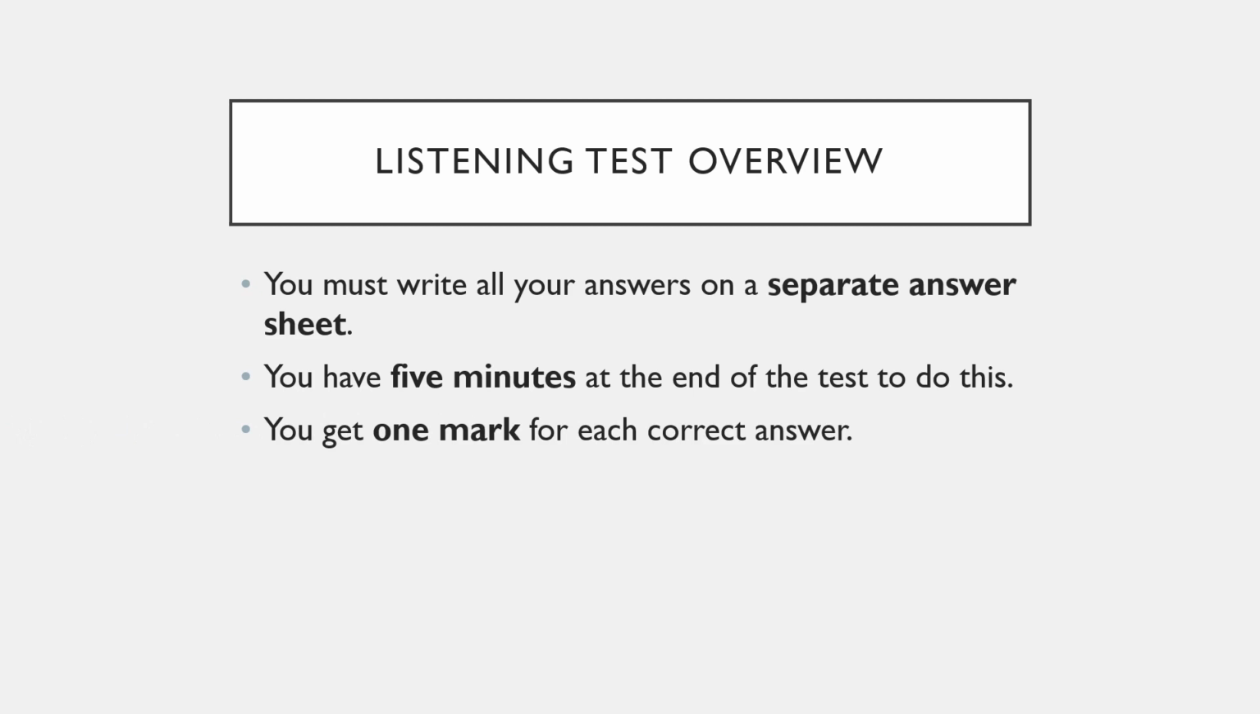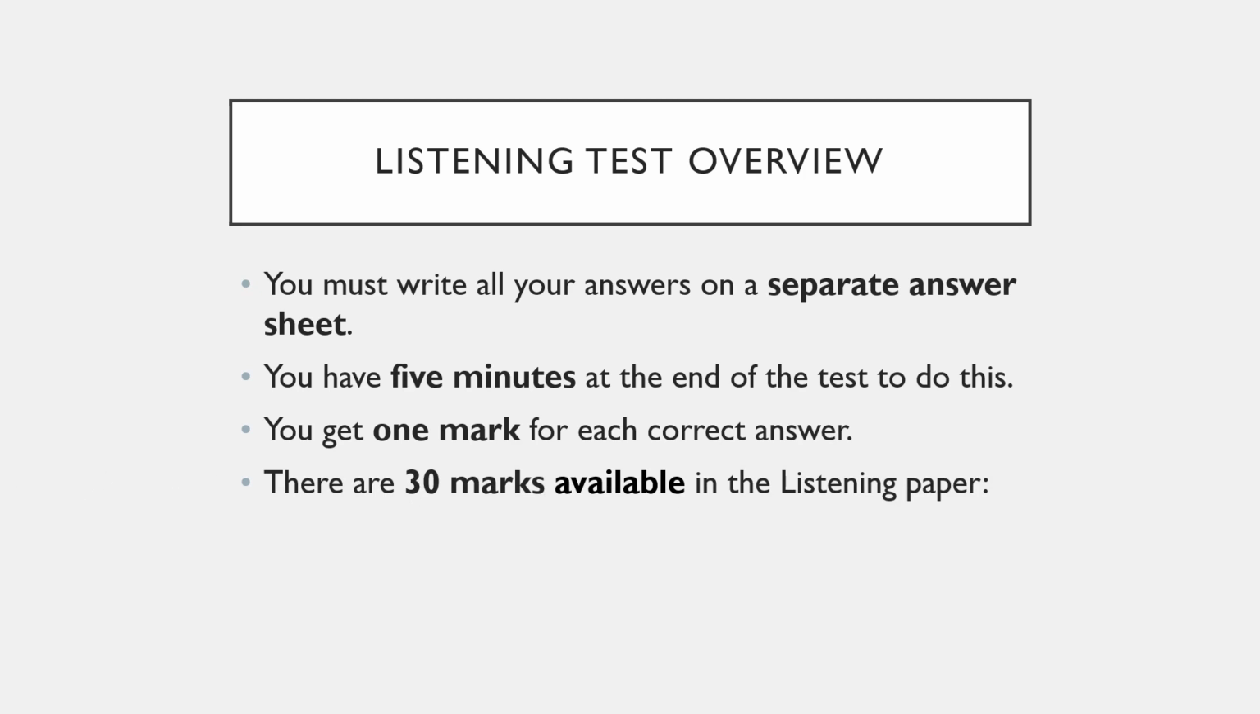You get 1 mark for each correct answer in the listening test. So that gives you 30 marks in total. If you get 26 out of 30, this is a C2 pass. This means you've done extremely well in your exam. If you get 18 out of 30 or more, this is a C1 pass. And if you get 13 out of 30 or more, then you would get a B2 pass.